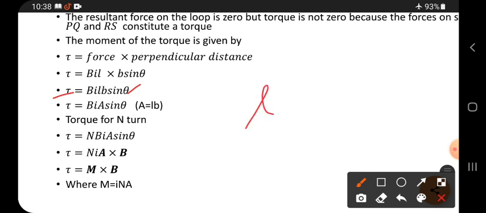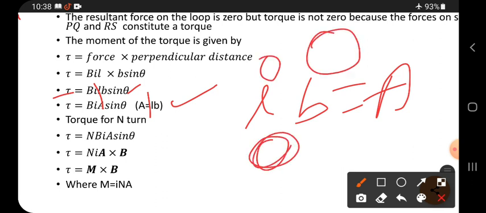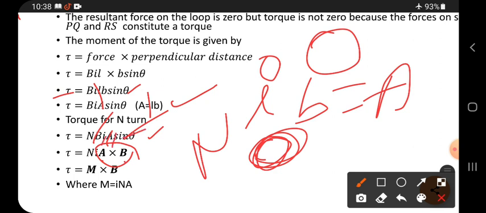So l is the length and b is the breadth, and their product is simply the area. That is why A is written. This is the torque with one turn. One turn means one single coil like this. Suppose n number of turns are there, then simply multiply by n. Now A and B are written, and A cross B is simply AB sin theta.